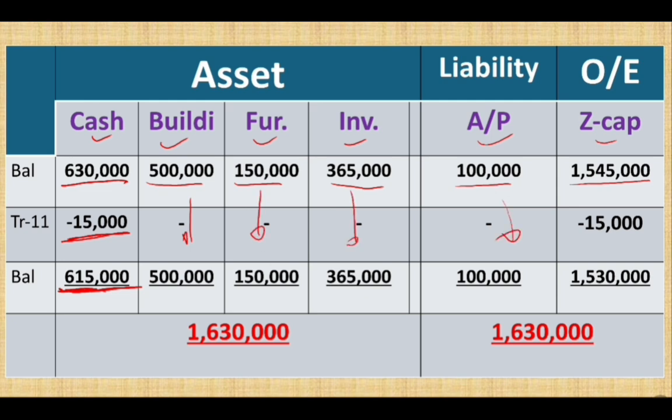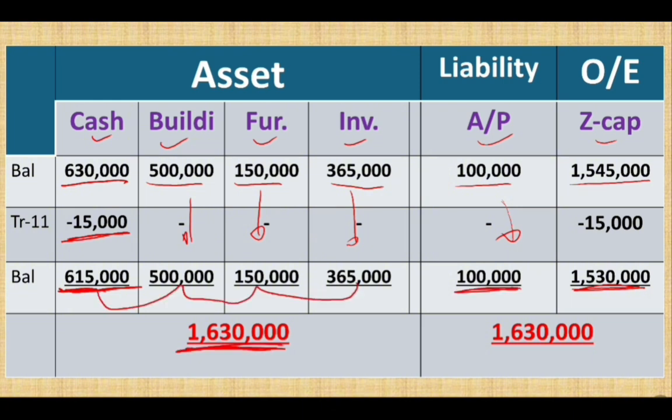Therefore, 630,000 minus 50,000 gives us 580,000. And the building is the same, 500,000. Furniture remains the same, inventory remains the same, account payable remains the same, but here Z capital is decreased by 50,000. Therefore, 1,545,000 minus 50,000 gives us 1,530,000.